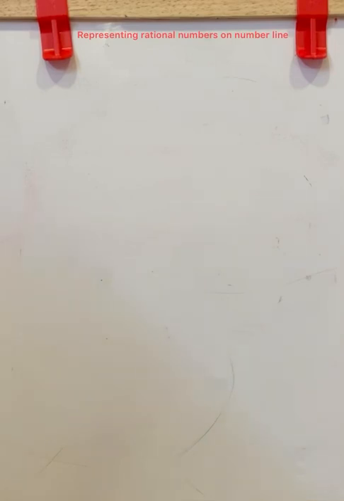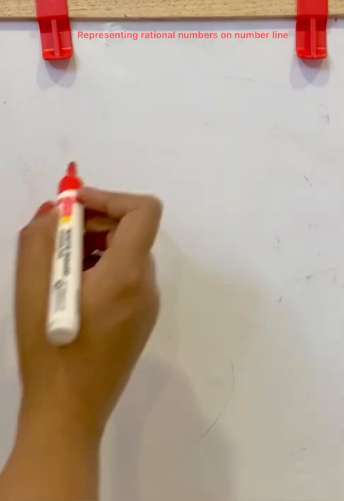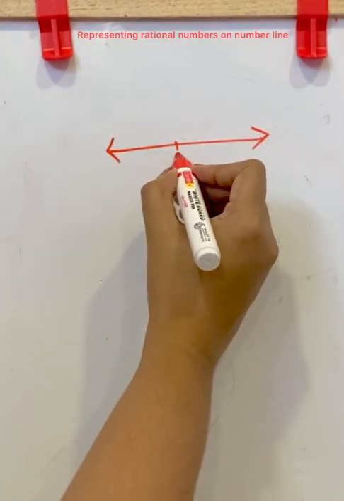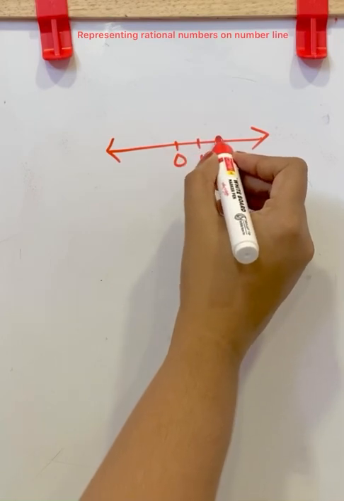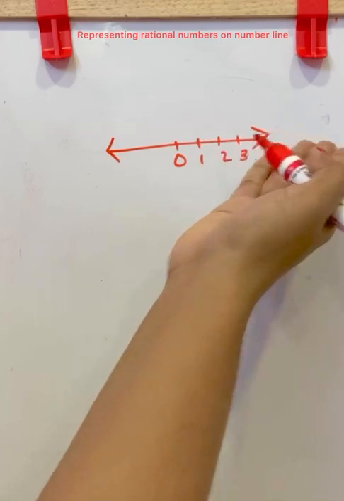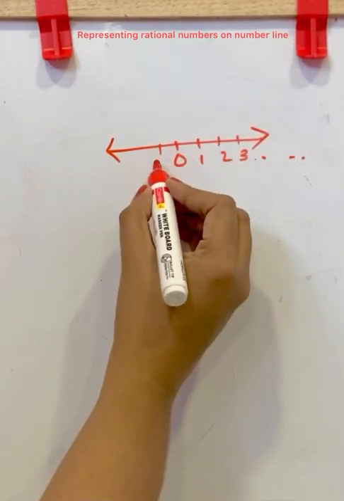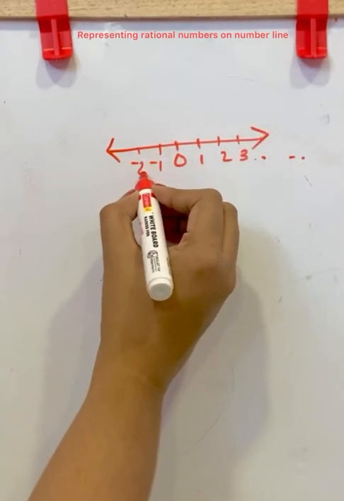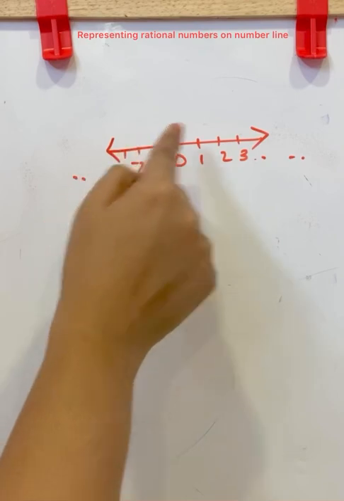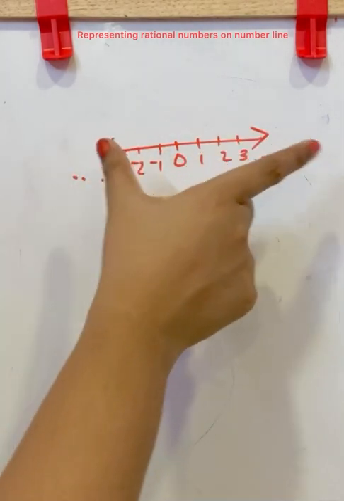Next, we are going to learn representation of rational numbers on the number line. Let us check a number line. This is a number line. Here we can see 0. Then on the right hand side we will have positive values, going to infinity. Now on the left hand side it is negative values going to infinity. It doesn't have an end. That is why we are showing this arrow here on the number line.